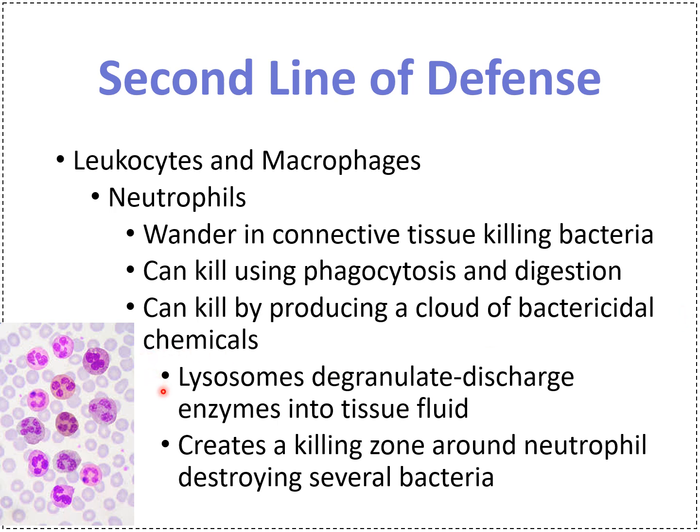And those will be from lysosomes that degranulate and discharge their enzymes into the surrounding tissue. So it's like the lysosomes fuse with the cell membrane and it releases their enzyme into the surrounding tissue instead of pulling the bacteria inside of the cell. And so that creates this kill zone around the neutrophil, which can kill many bacteria.